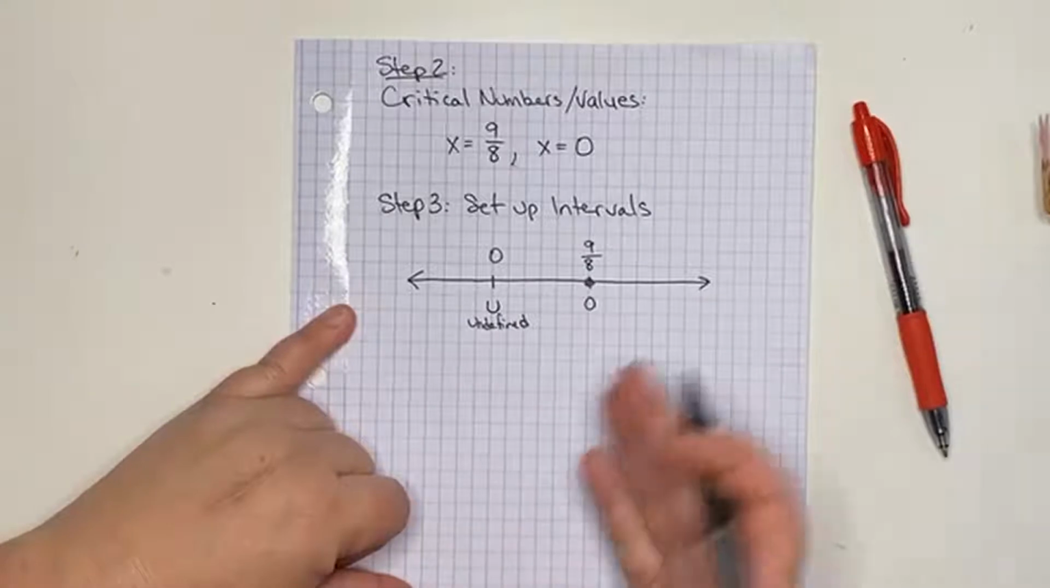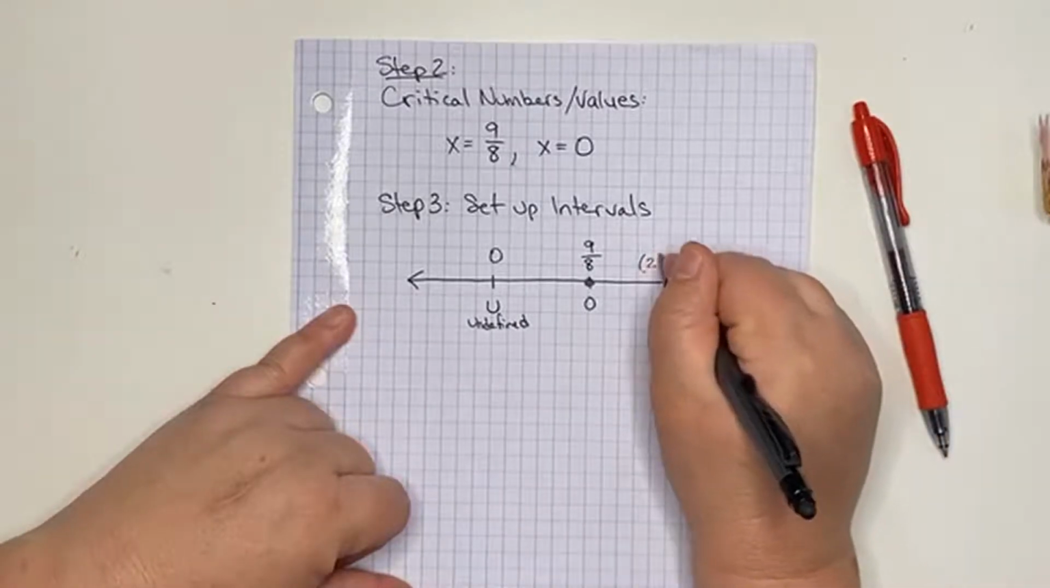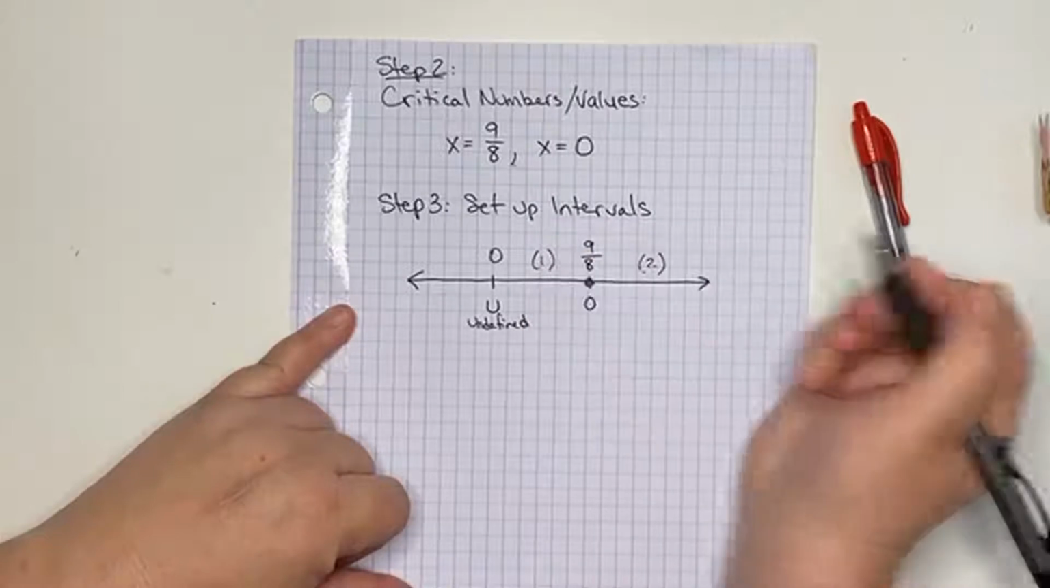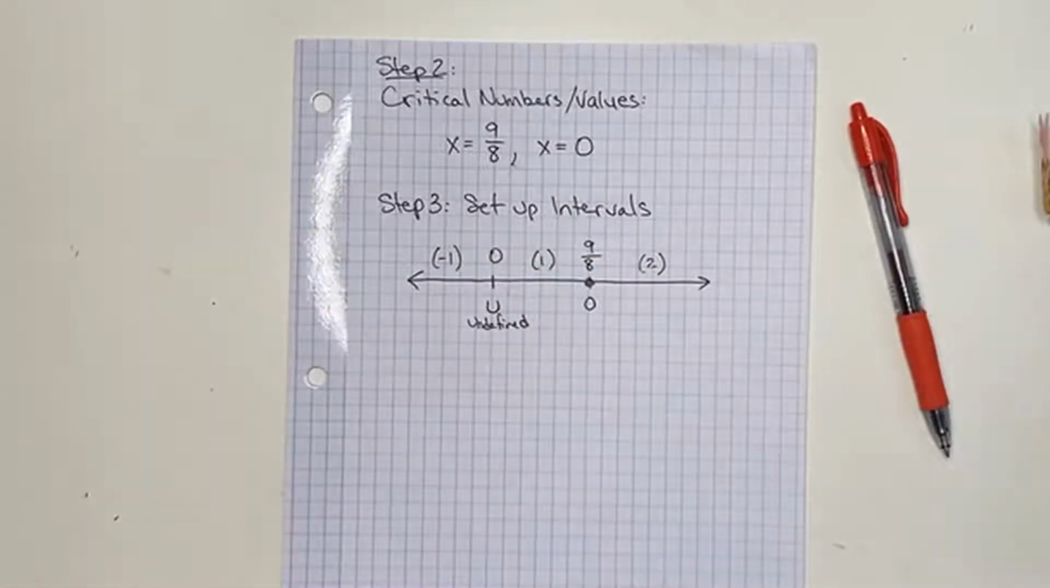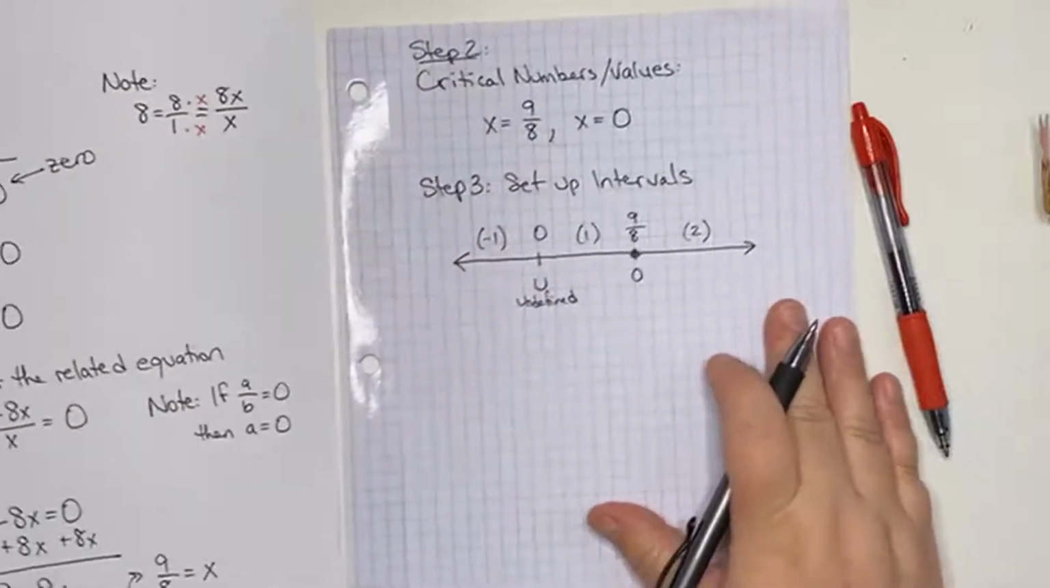I've got to pick some values. I'm going to pick 2 here. I'm going to pick 1 here, and I'm probably going to pick -1 here. Let's see if those are good choices. Let's go back to the problem.